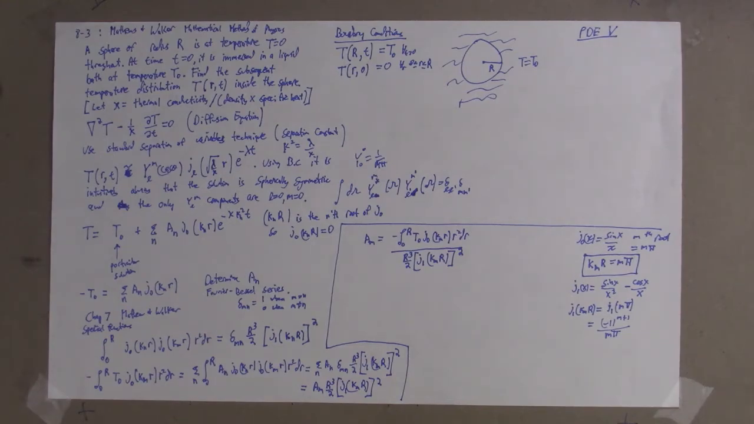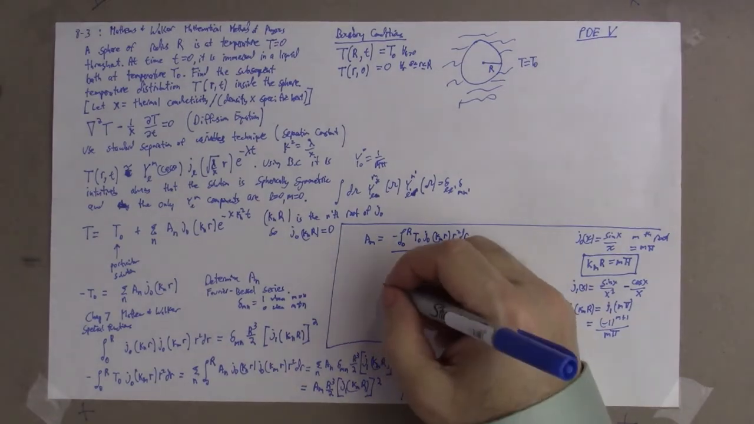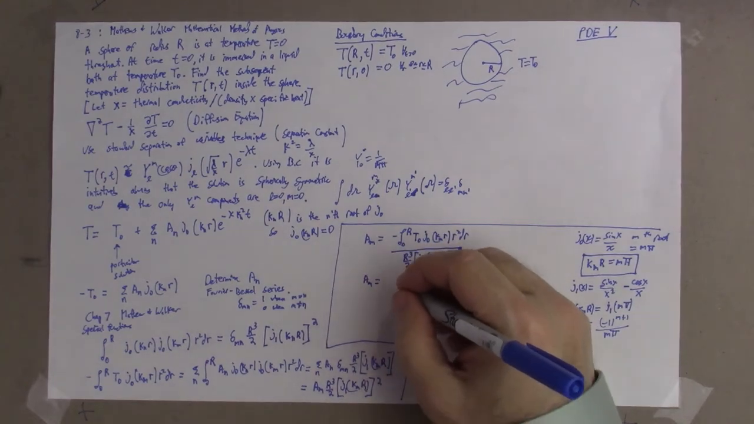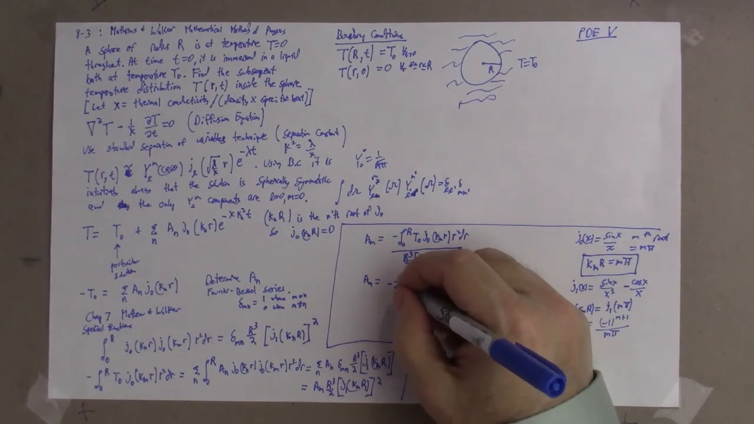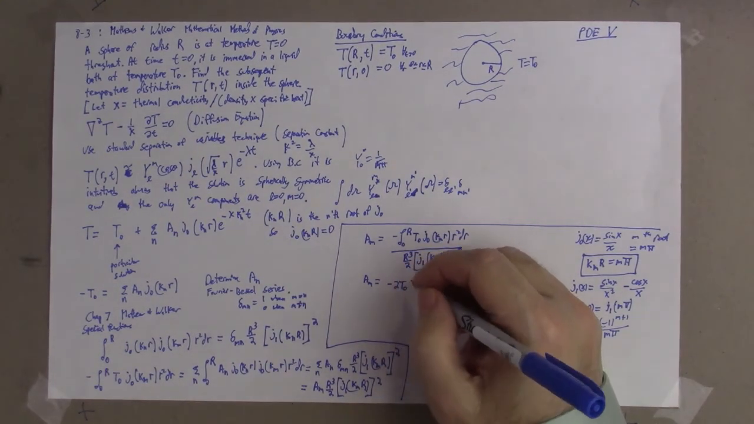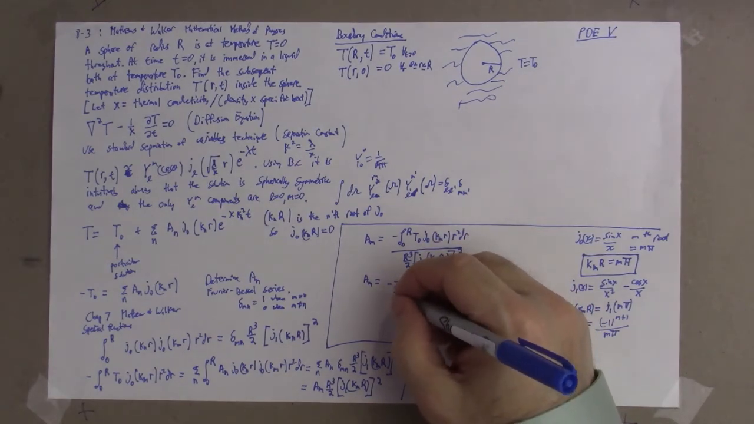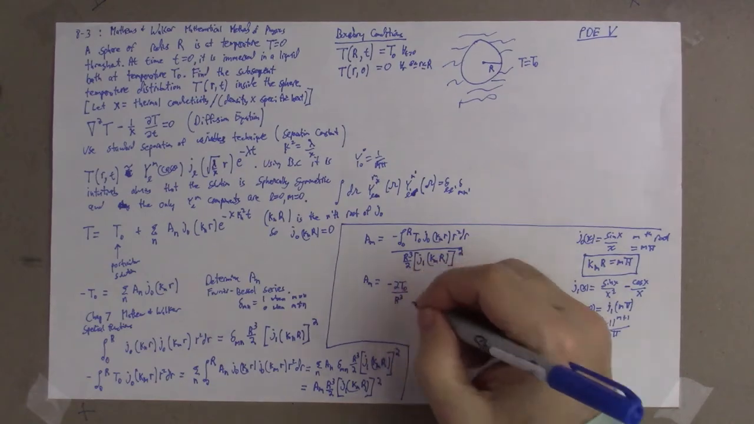Now let's carry out these integrals. So am is equal to minus 2 T0. The 2 comes there, the T0 there. R cubed.